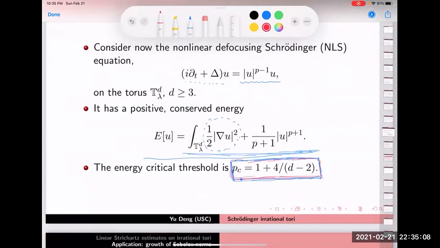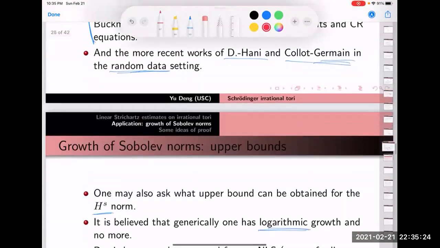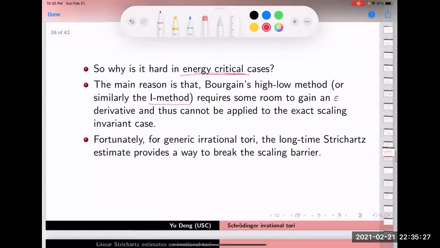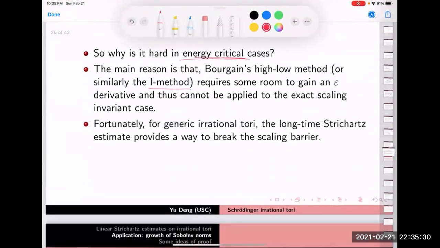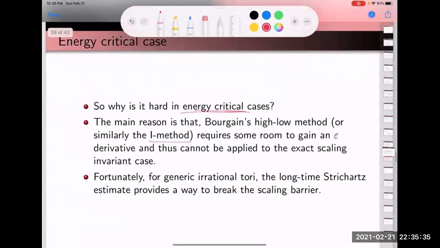If you remember, when p is less than p_c, it is easy to prove well-posedness in H1. If p is equal to p_c, you still have well-posedness in H1, but it's a much weaker form of well-posedness, and it's much trickier to prove. That is precisely because you don't have enough room in the proof of well-posedness. And again, the same comment applies here: in the energy critical case, you won't have any room in Bourgain's high-low argument, and then you won't be able to get this polynomial growth result.